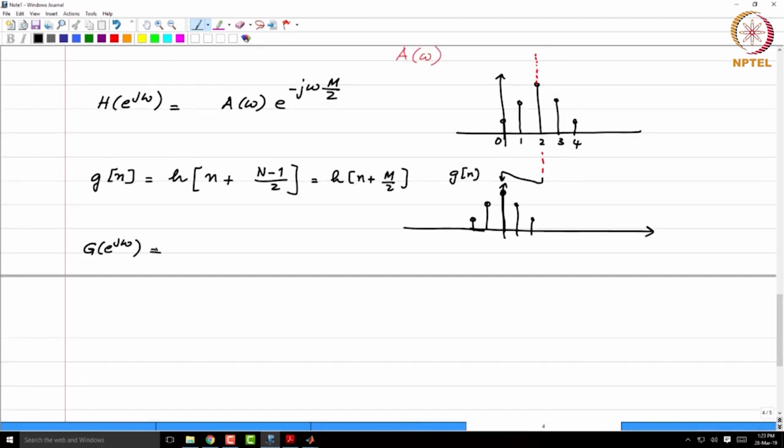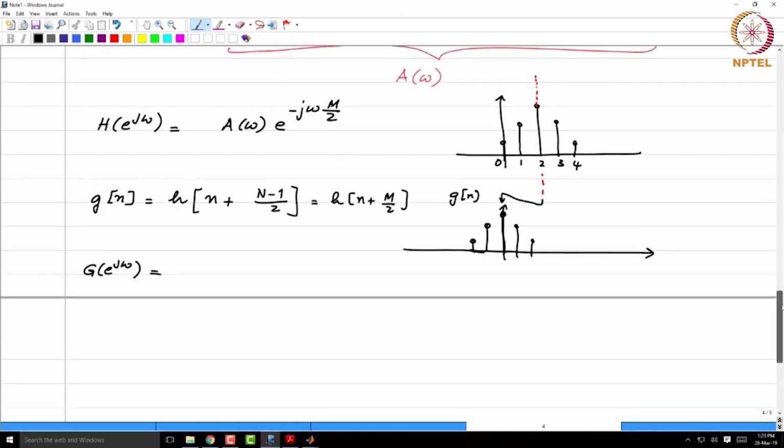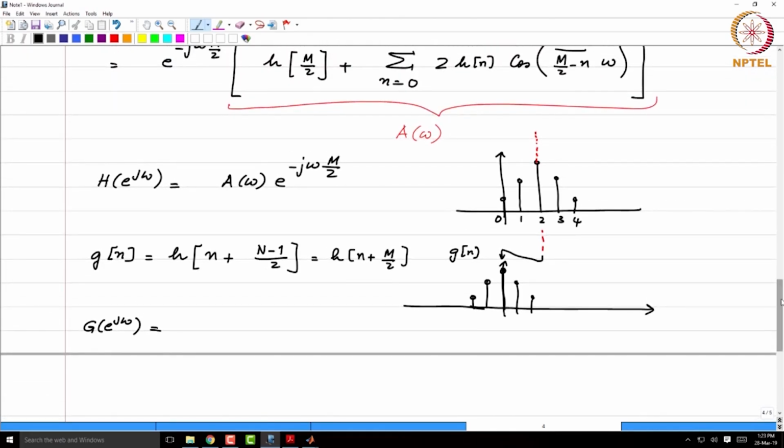What can you say about G of e to the j omega? It will be a of omega, because G and H are related by a shift of m by 2 samples. If you shift G of n now to the right by m by 2, it will acquire a linear phase term e to the minus j omega m by 2. Therefore, you can think of a of omega as being the frequency response of the filter G of n.